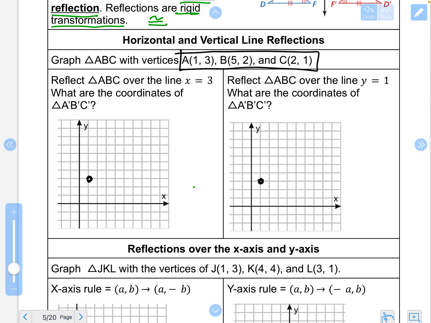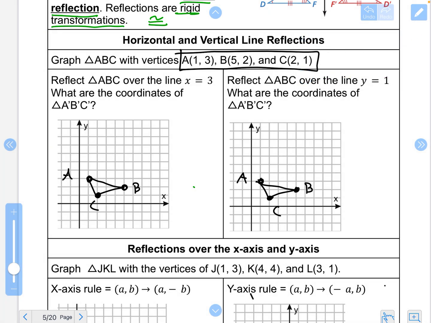So we have A, B, C, A, B, C, and then we connect our dots.